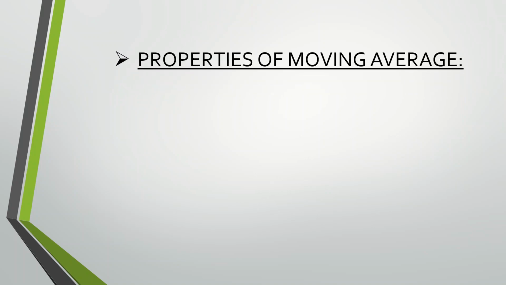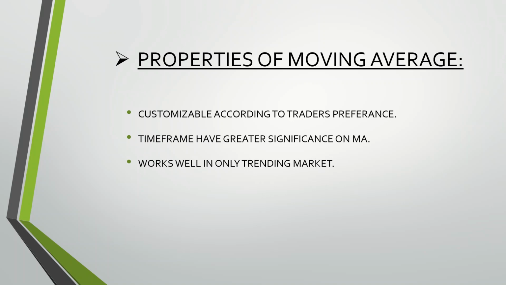The properties of moving average. The first one is that it is customizable according to the trader's preference. You can customize it by the period, which you can use according to your need, and by the data point. Like there are some data points which we have discussed: the open price, high price, close price, and the LTP, last traded price. There are different types of prices, so out of these, on what price do you want the moving average to calculate an average price.